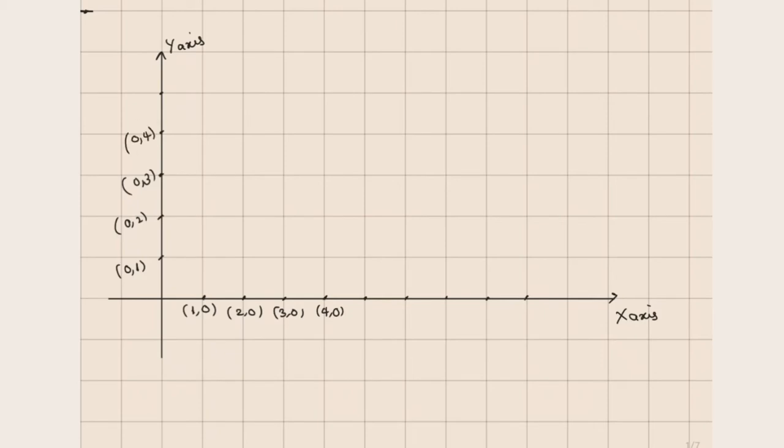Suppose if you want to denote a point 2 comma 3, let's say 2 comma 3. So first we need to check what is its abscissa. It is 2. So I will go to the 2 comma 0 point, and then its ordinate is 3. So I will move upward to the 0 comma 3. So this point is 2 comma 3.